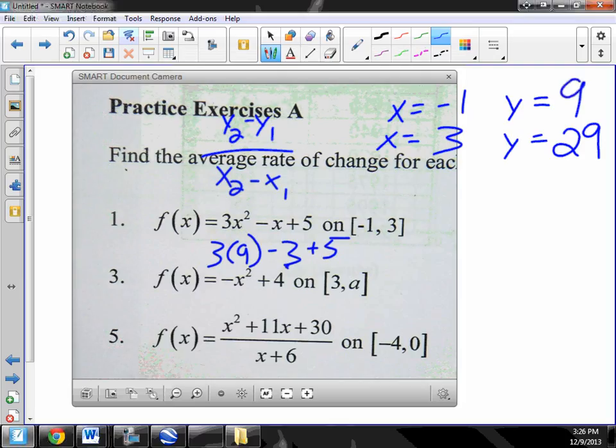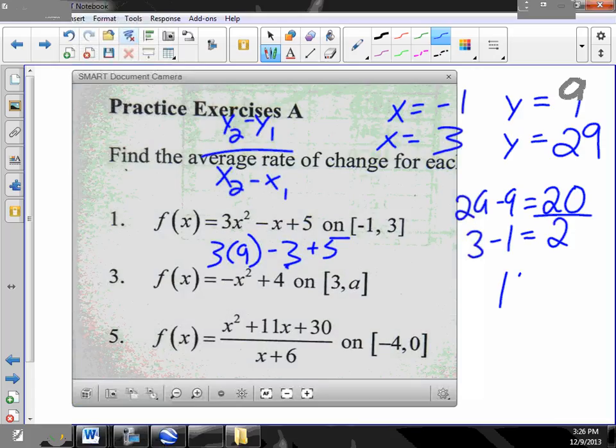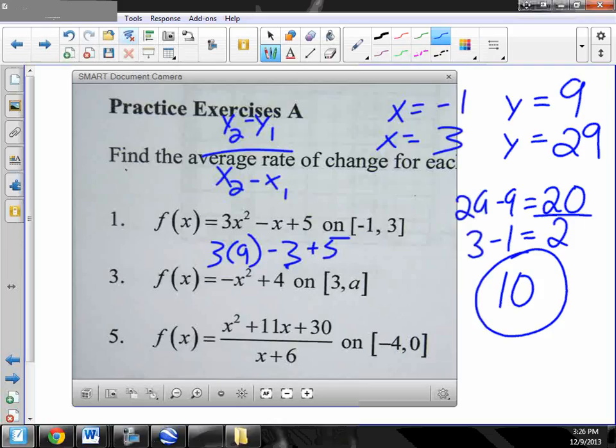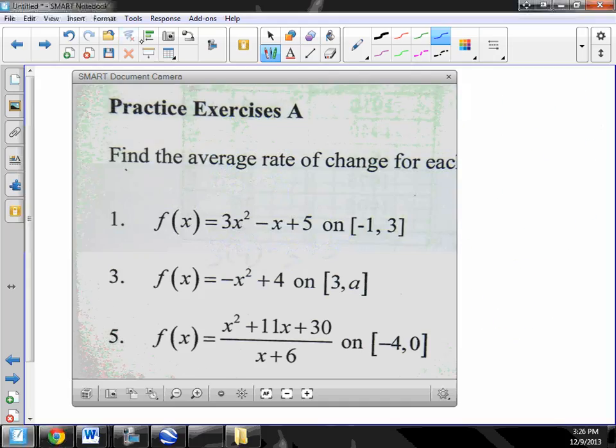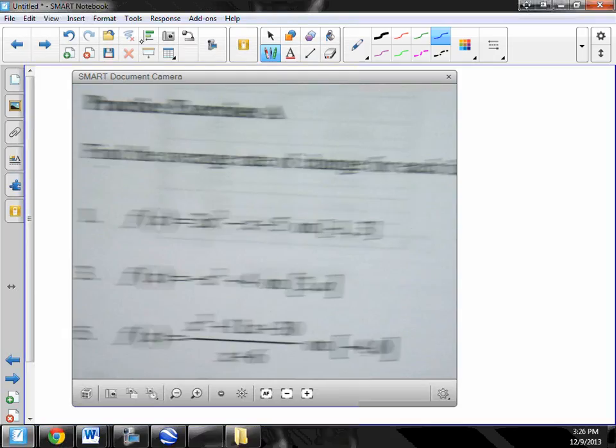So now I have my 2 points. Subtract my y's: 29 minus 9 is 20. Subtract my x's: 3 minus -1 is 4. Hmm, as said in the lesson, 20 divided by 2 is 10. So my average rate of change is 10. That's the slope between those 2 points. Okay? So let's look at number 2.